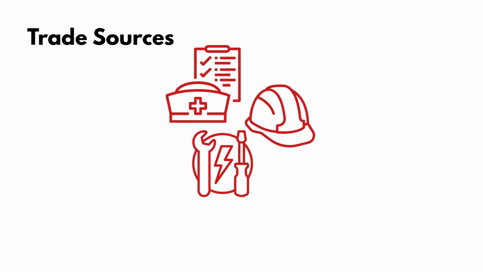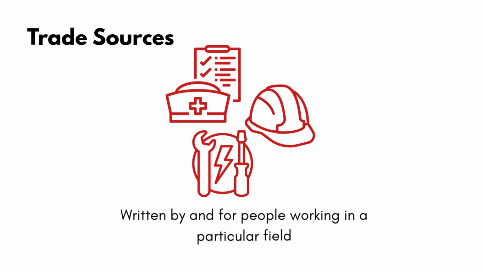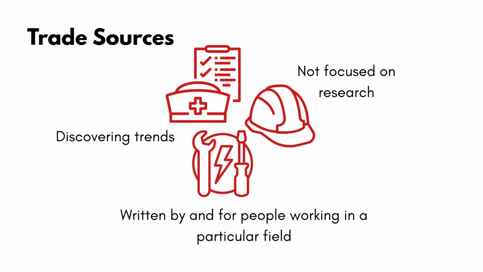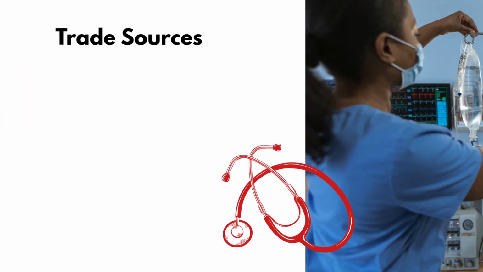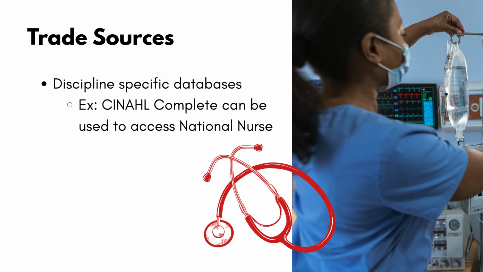Finally, we have trade sources. Somewhere between popular and scholarly sources, trade publications are written by and for those working in a particular field. These sources are useful for discovering trends or issues that exist within a specific discipline, but may not contain much information regarding research findings. Perhaps you're working on a presentation on current trends and challenges in the nursing field. Trade journals like National Nurse are available online or through databases like CINAHL Complete. They'll include timely articles written by professionals in the nursing field.